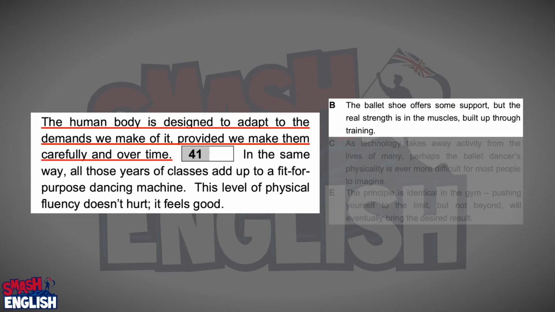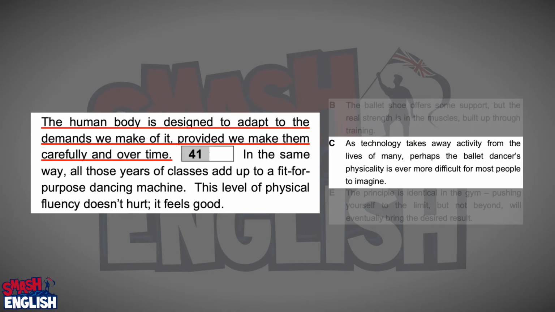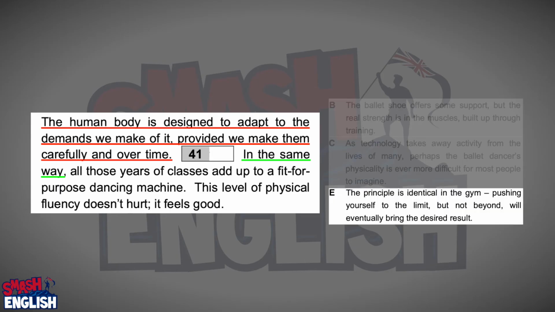Again, we don't want B. We are not talking about a ballet shoe, so let's not waste time looking at it. What about C? Well, after our space, we have the expression in the same way. I cannot see anything after our space that would connect with the life of a ballet dancer being hard to imagine thanks to technology, so we can eliminate C. So, by process of elimination, that leaves us with E, but let us check to be extra careful.